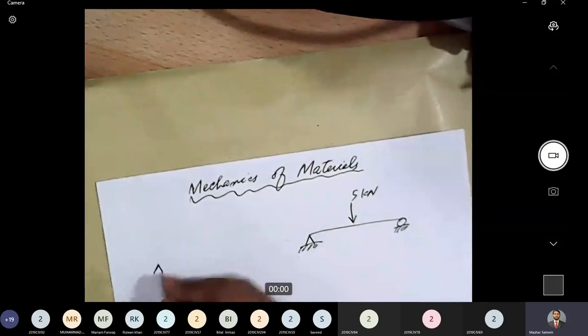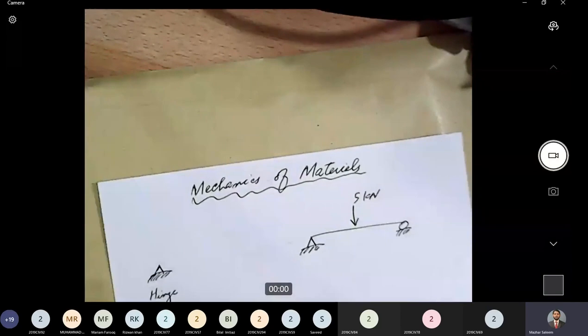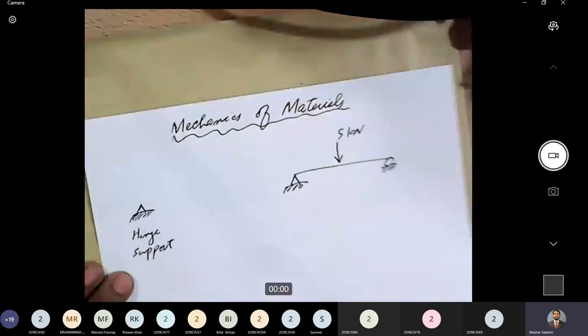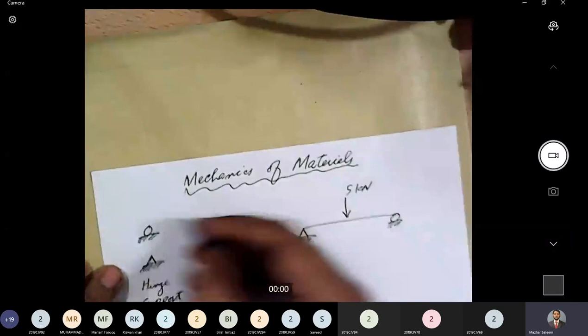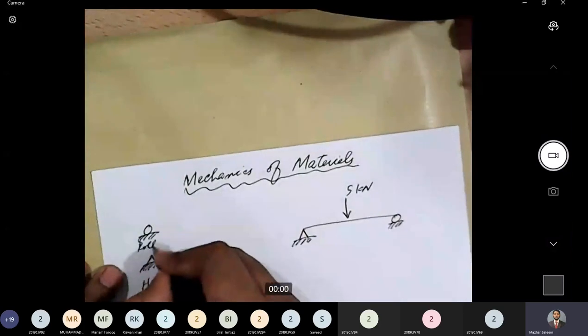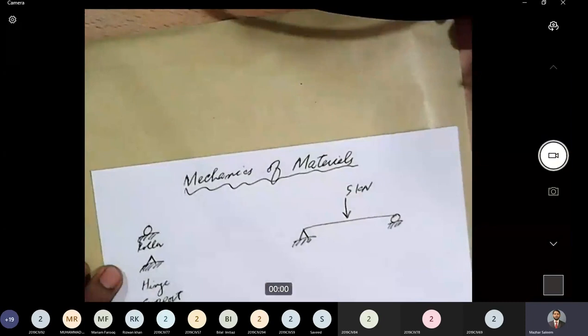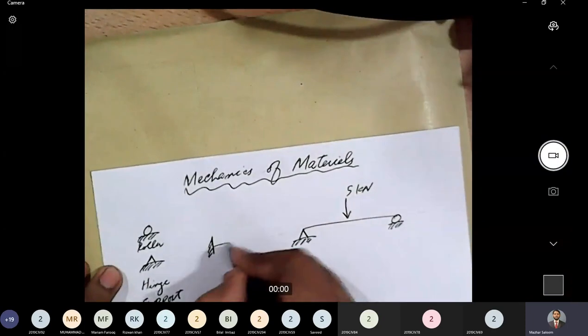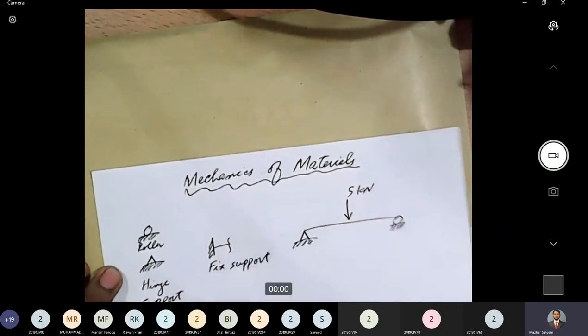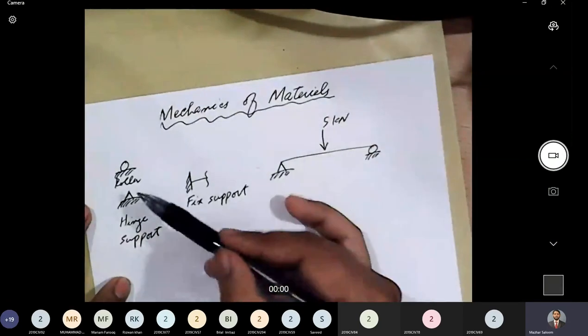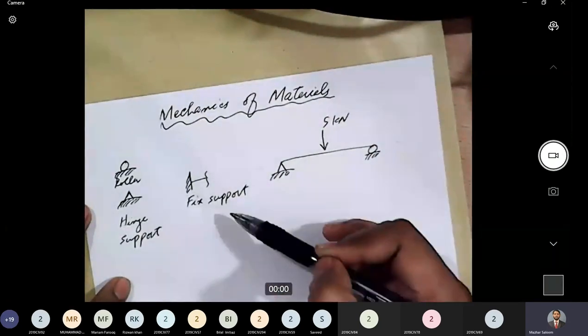This is the symbol of a hinge support. If I draw the simplest one first, this is roller support, and this one is fixed support. So we have three types of supports: roller support, hinge support, and fixed support.